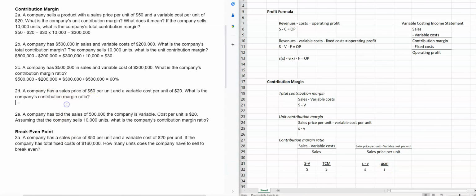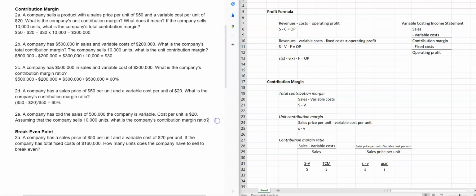So let's give that a go. $50. Yeah, let's do it in parentheses. $50 per unit minus $20 per unit. That gives us our unit contribution margin. I'm going to keep it all in the same formula for this one. Divided by $50 per unit, also 60%. So we're seeing here that whether it's a total or per unit, you can use either or, right? You're still going to get your percentage.